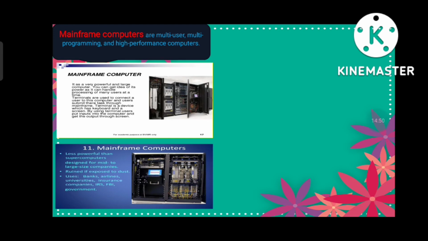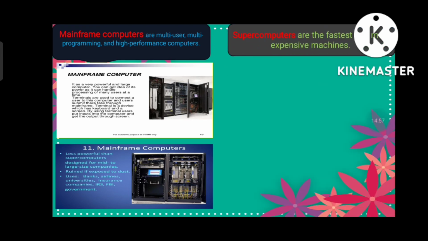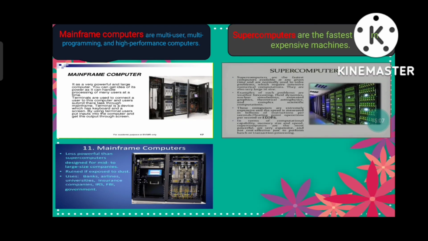And this computer is used at banks, airlines, universities, insurance companies, the IRS, the FBI, and also in the government. And we have the supercomputers, which are the fastest and the most expensive machines. Supercomputers are the fastest computers available at any given time and are normally used to solve problems which require extensive numerical computations. They are also very large in size.